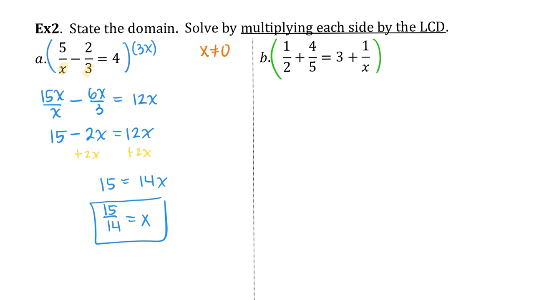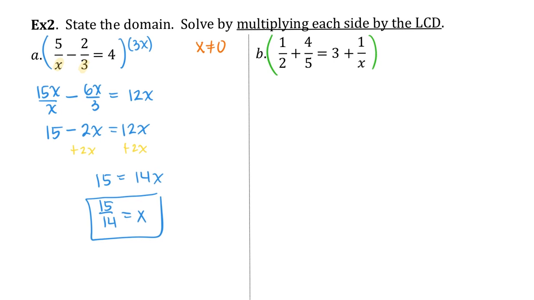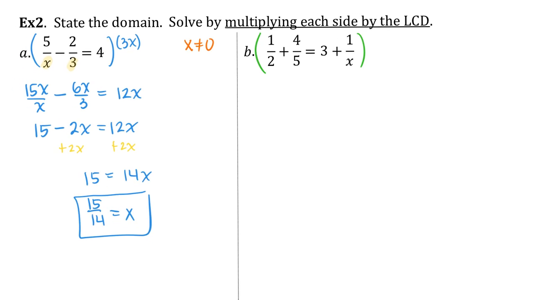Okay, oh wait, what's my domain? X can't be 0? That's the only variable I see at the bottom. Sometimes they don't make you state it. Even if you don't state it, you have to respect the domain. So keep it in mind. So x can't be 0. What's the least common denominator for 2, 5, and x? Least common denominator for 2 and 5 is 10. But I also need an x, so let's times everything by 10x.